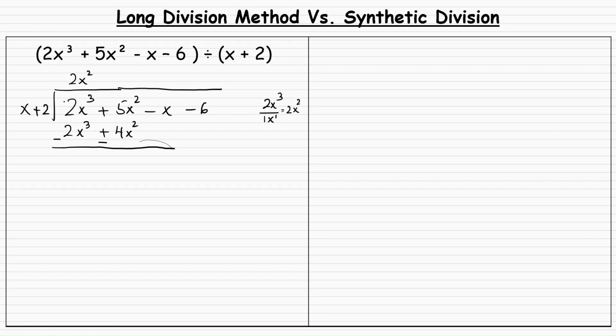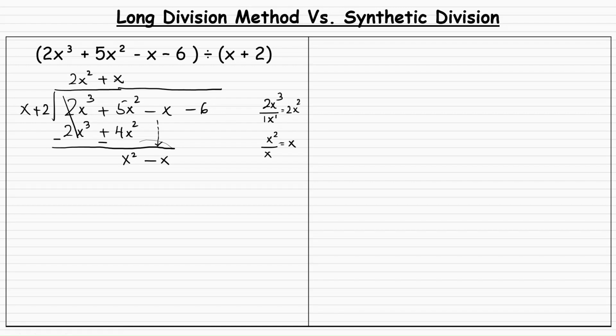So 2x cubed minus 2x cubed is 0, cancel. Plus 5x squared minus 4x squared is x squared. Bring down this minus x. Repeat the steps. Divide the first term of my dividend, now this is my dividend, x squared by the first term of the divisor x. x squared divided by x is x.